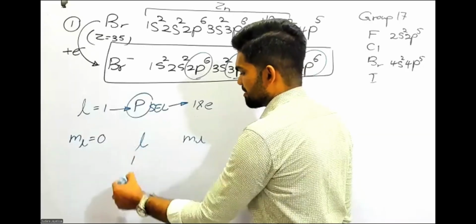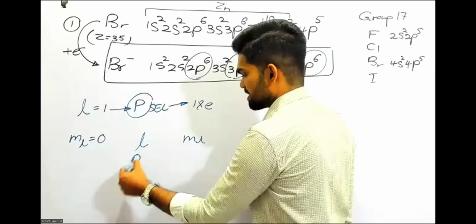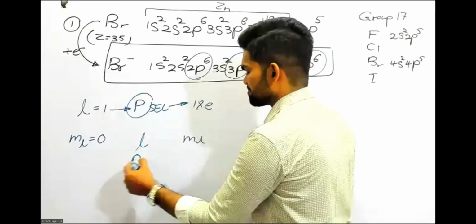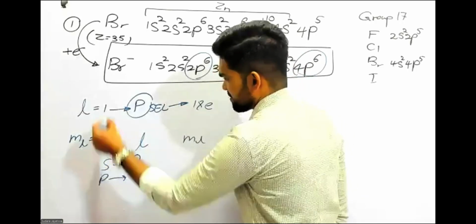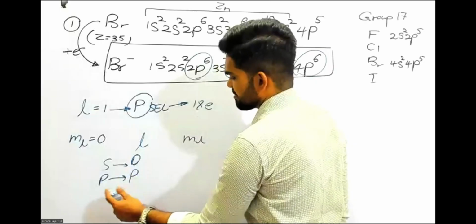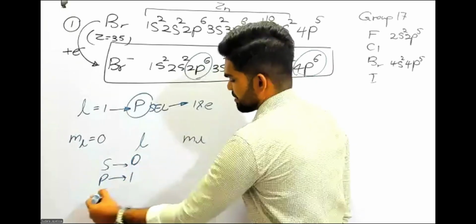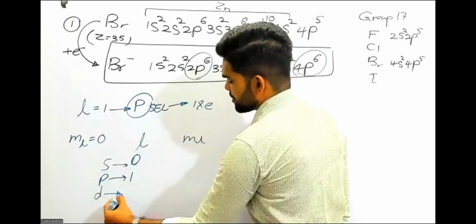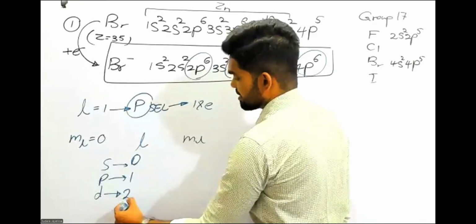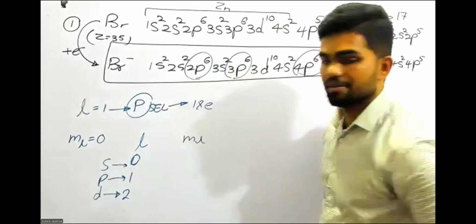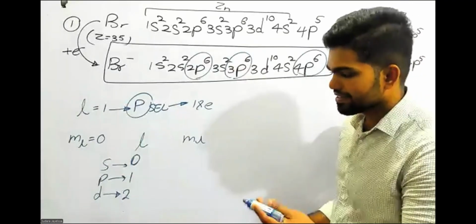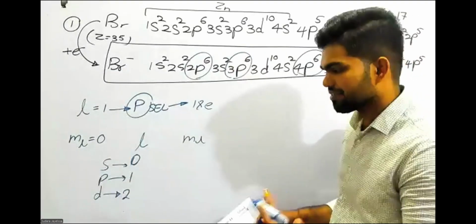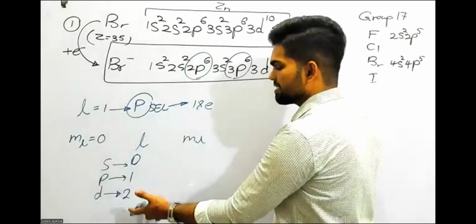If L equals 0, it is S sub-energy level. If L equals 1, like we saw here, it is P sub-energy level. Then D sub-energy level is going to be L equal 2. So these are the sub-energy levels we have in this configuration. If L is 3, it is F sub-energy level, like that we know. But we need only these 3.